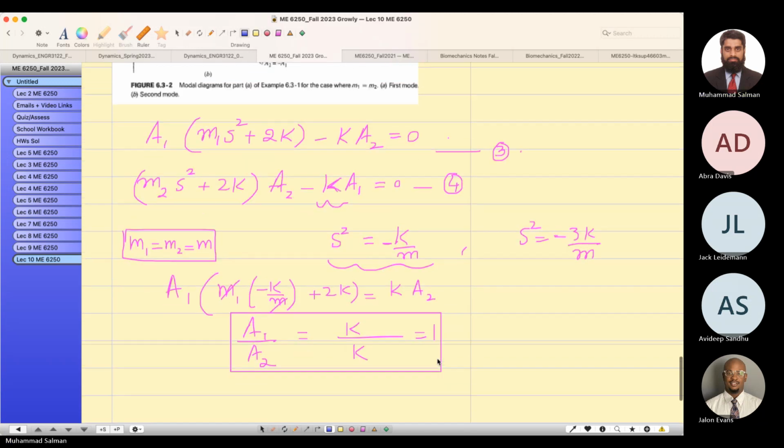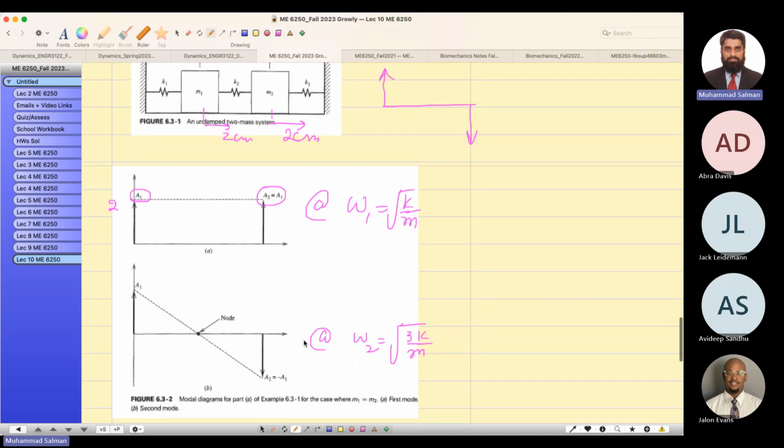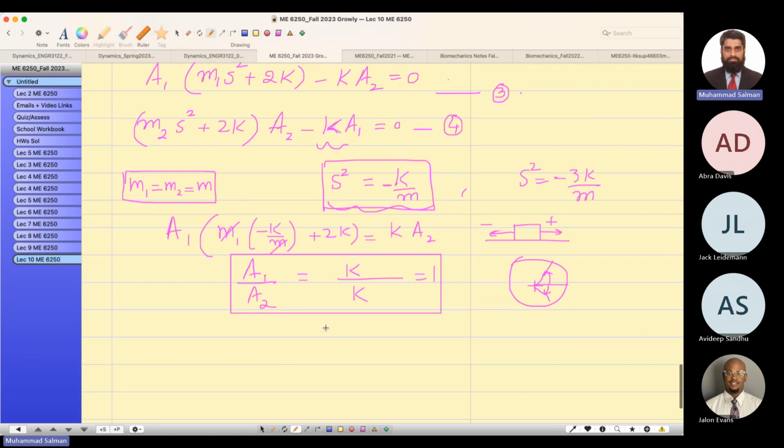Now you see what that means at this frequency. Don't worry about the sign: negative means counterclockwise motion, and positive means clockwise motion. If the body is moving to the right, this is positive, to the left it is negative. And that's the first shape. It will appear like A2 equals A1. First you draw A1 and then find out what A2 is from here. A1 equals A2, or A2 equals A1.